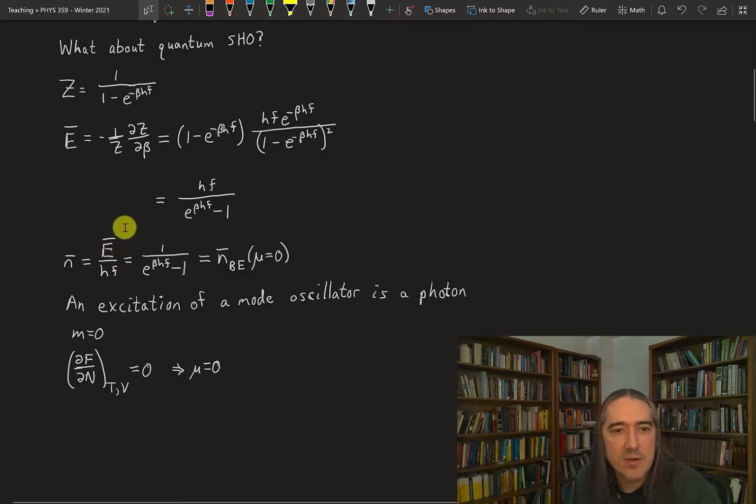Well, we know the average energy, we got that, and any excitation of the mode has exactly hf of energy, so the average occupation of the mode is just going to be the average energy over hf, 1 over e to the beta hf minus 1, which is exactly the form of a Bose-Einstein distribution if you set mu equal to 0, right? So hf is the energy of the mode or the state or the level, right? So we've got e to the beta epsilon minus 1. Great, so it's a Bose-Einstein distribution with mu equal to 0.